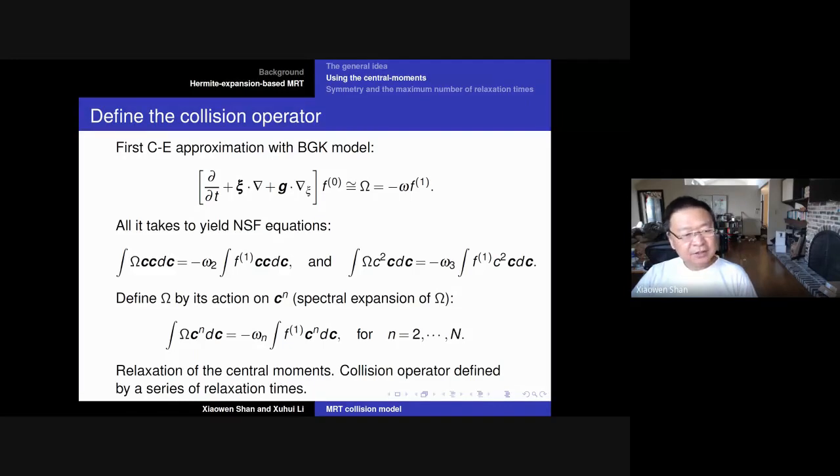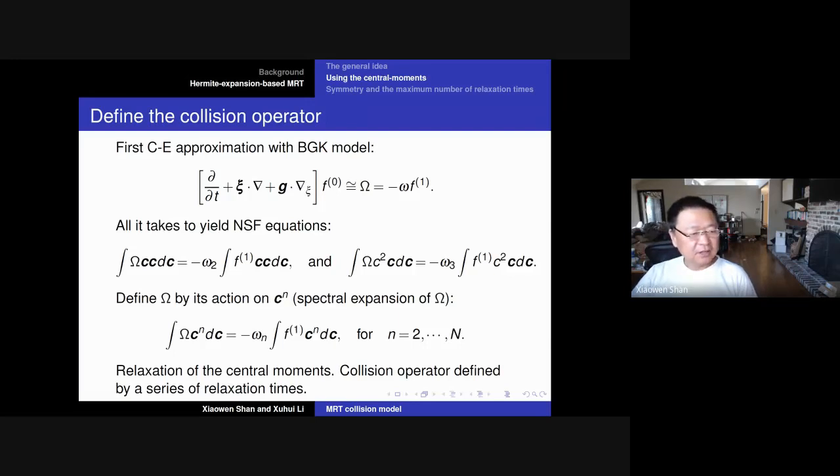Now we can extend this idea, saying if this is what it takes to get the Navier-Stokes, can we extend these two expressions to actually define the entire collision operator? So the condition is this, the last line. So you say the collision operator must satisfy this condition. So now you have introduced a series of collision times, a spectrum of that, actually.